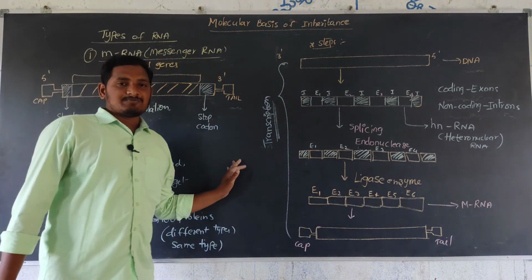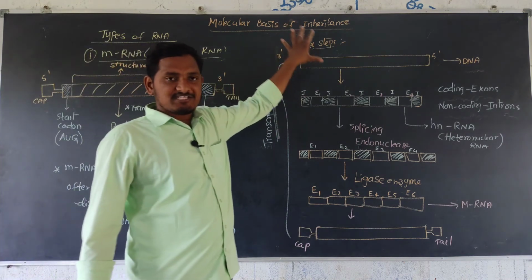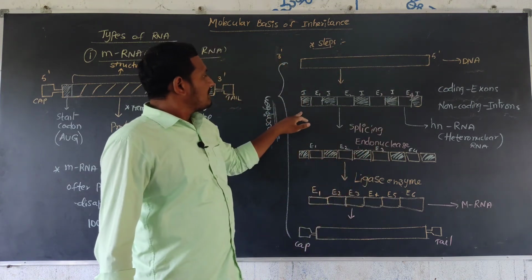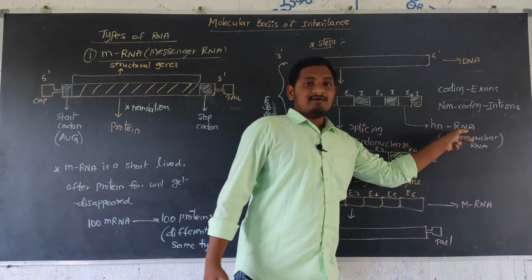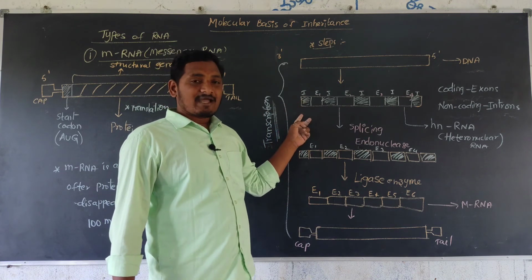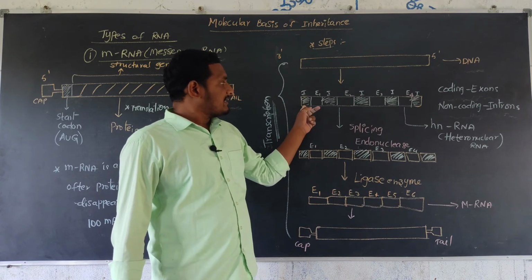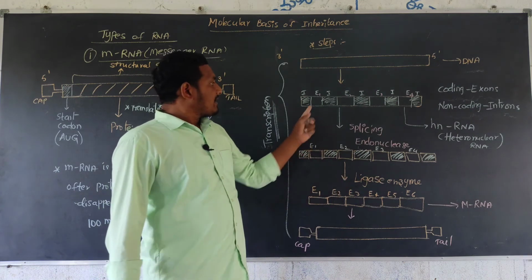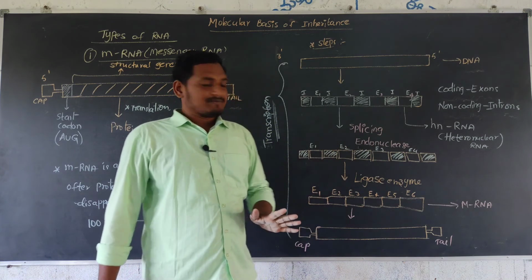Now the steps involved in the formation of mRNA from DNA. This is the DNA strand from 3' to 5'. The DNA gives another copy, which is hnRNA. In this hnRNA, two regions are there: a coding region and a non-coding region. The non-coding regions are introns, the non-coding part. Exon 1, exon 2, exon 3, exon 4 are the coding part.